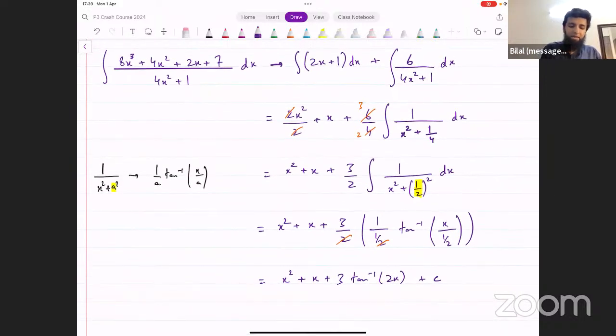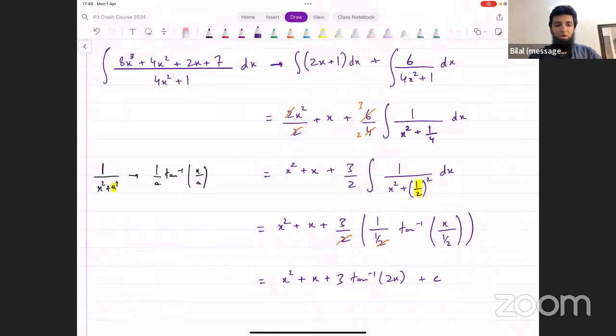So how do we integrate improper fractions then? We break them down into 2 parts: quotient plus remainder over divisor. That's how this is integrated. This is another way to integrate fractions. Improper fractions, they're broken down like this.